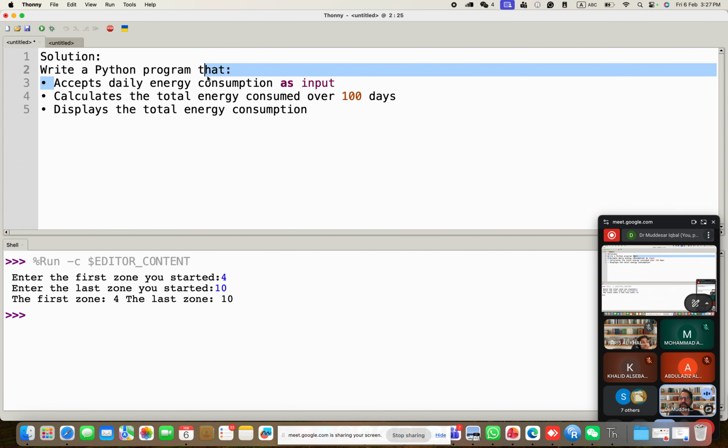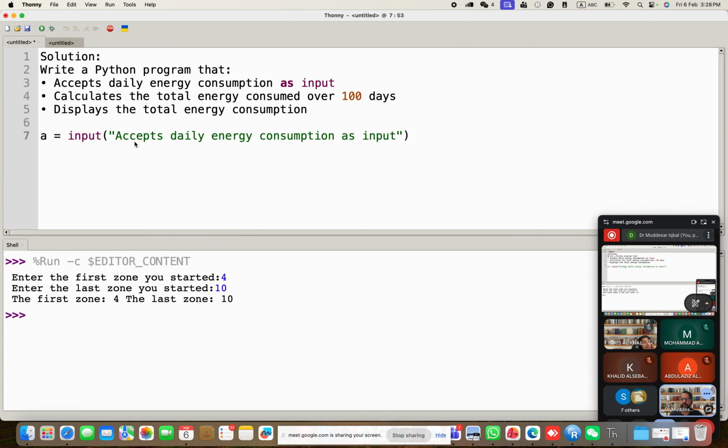So what is the first one? Accept the daily consumption unit as input, right? What that would be? And you say A is equal to, you can call it C as well, consumption, right? But if you like A, that's fine by me. Input, daily consumption unit, right? Enter what? Enter daily consumption unit.